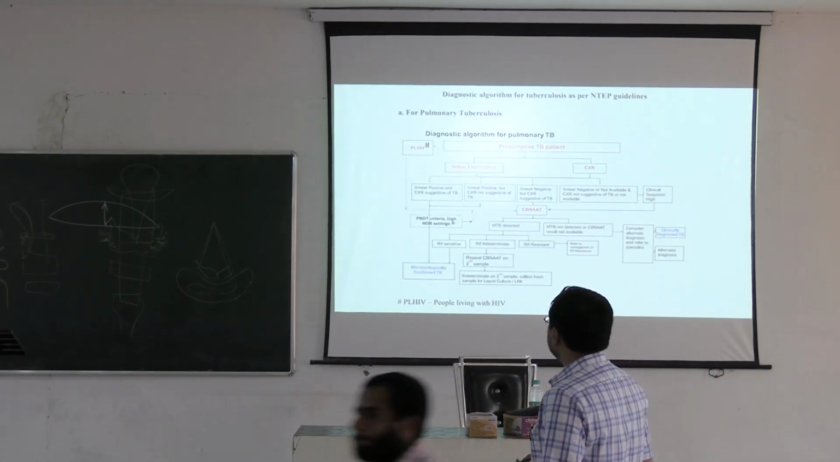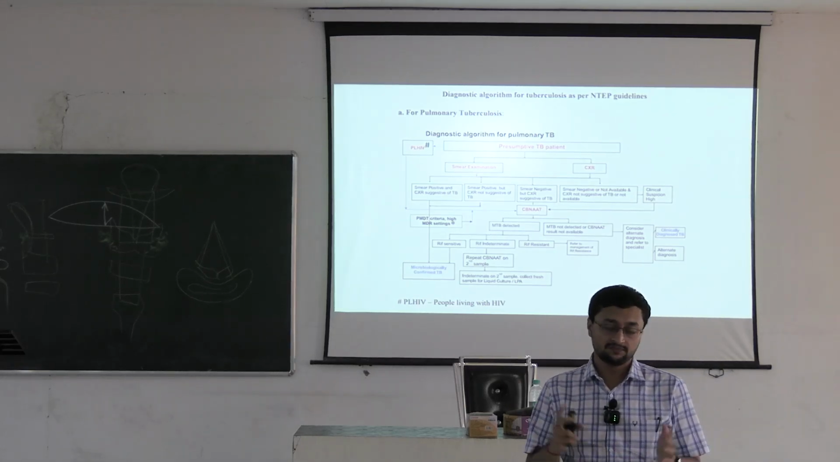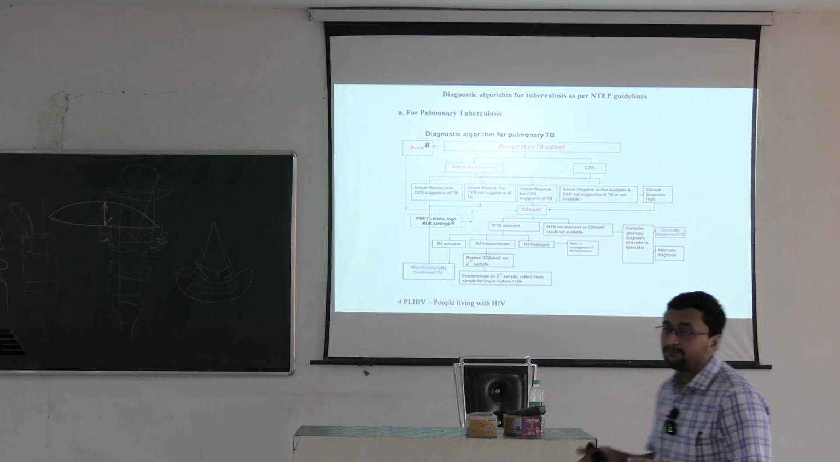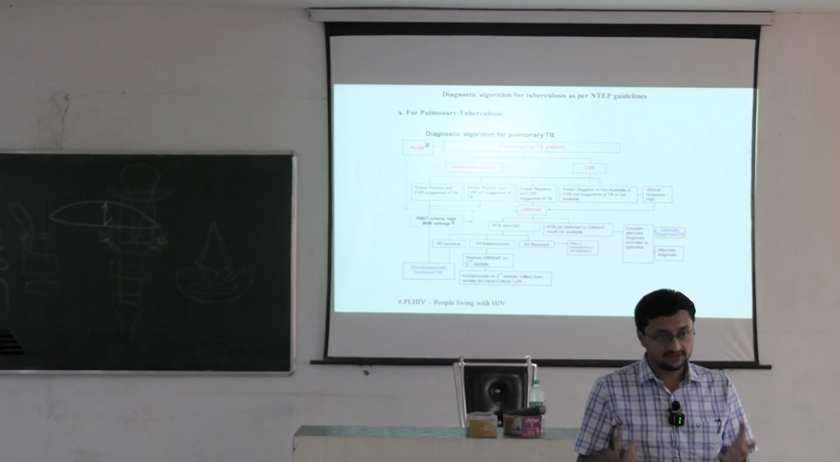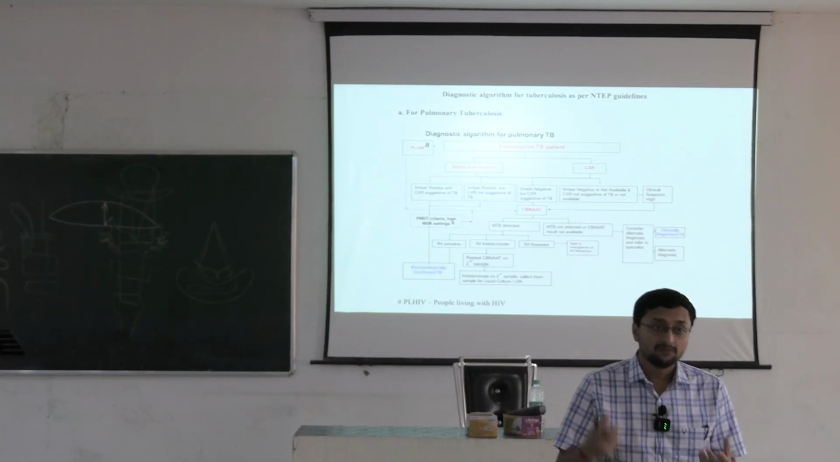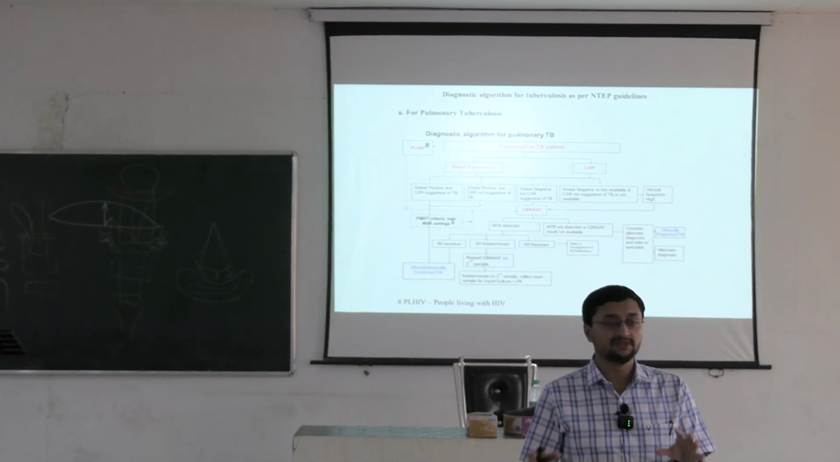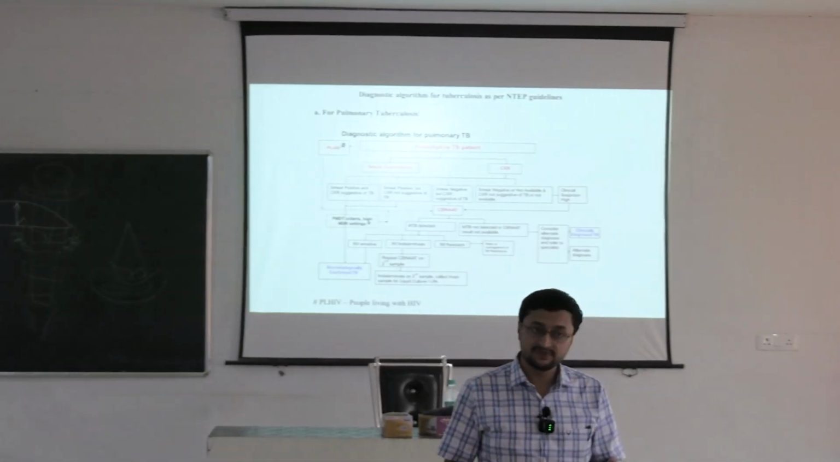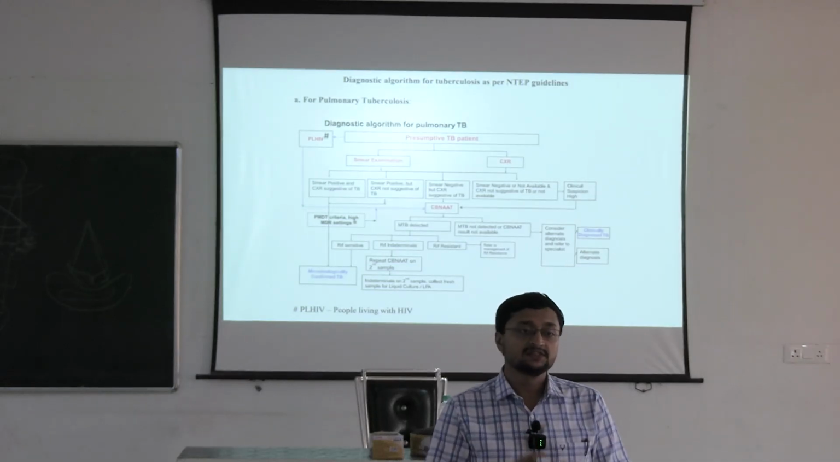Now, this is the diagnostic algorithm for diagnosing a case of DSTB, drug sensitive tuberculosis. Who is a presumptive tuberculosis patient? A patient with persistent fever or cough for more than 2 weeks, or hemoptysis for more than 2 weeks, is defined as a case of presumptive tuberculosis. In all cases of presumptive TB patients, you will order a chest X-ray and sputum smear examination.